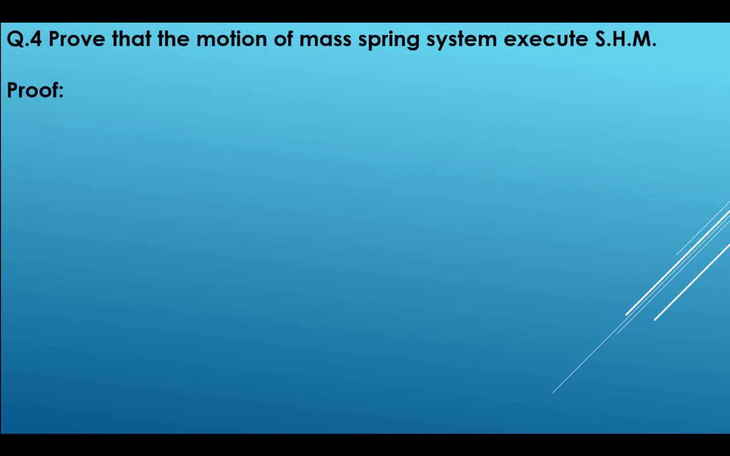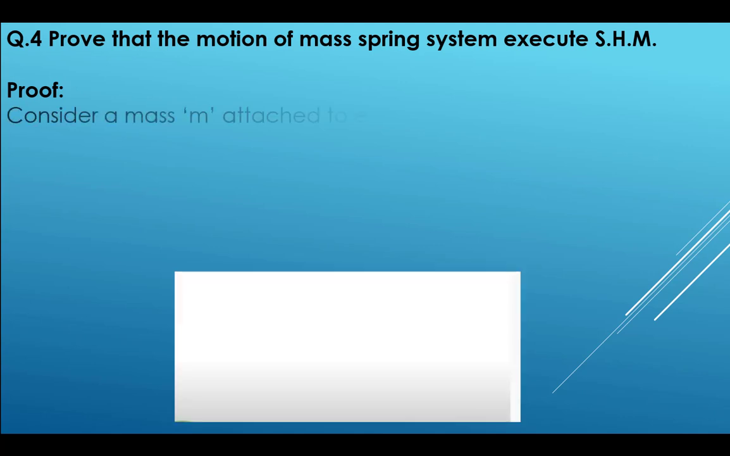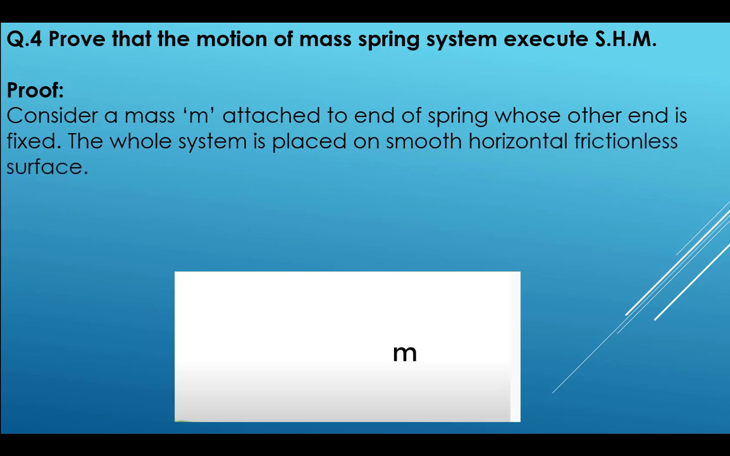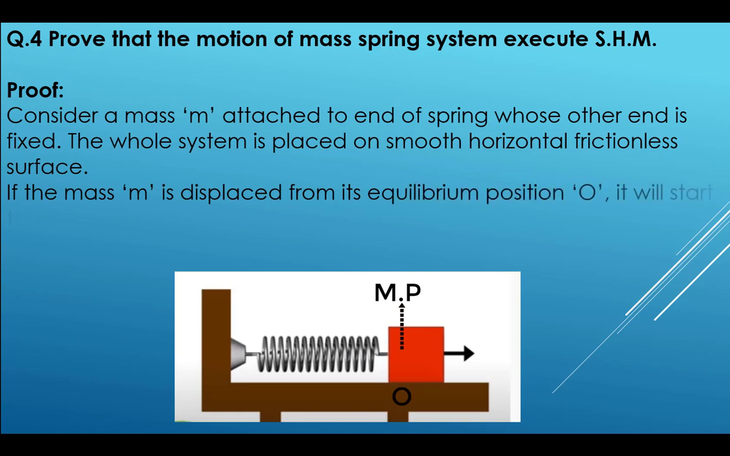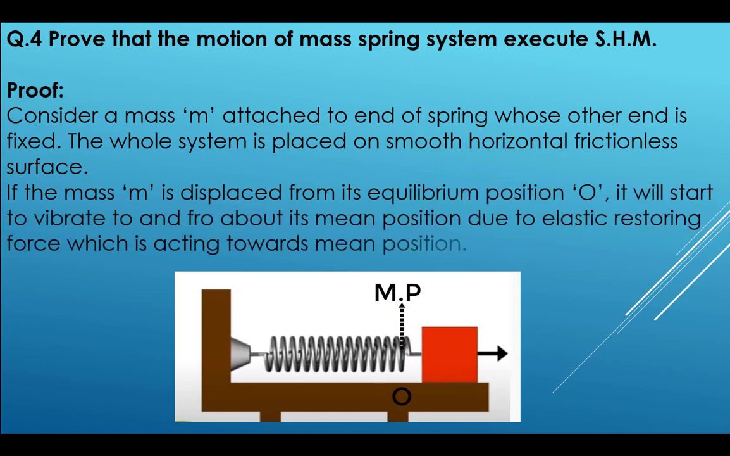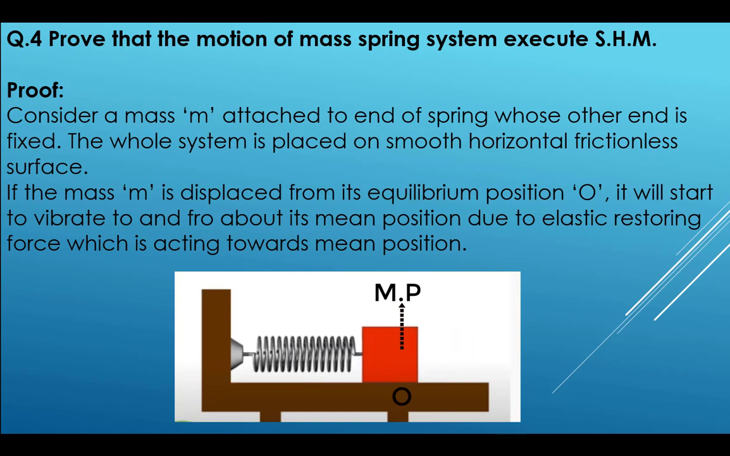Now to prove that the mass spring system is executing simple harmonic motion, let us suppose the following. Consider a mass m attached to the end of a spring whose other end is fixed. The whole system is placed on a smooth horizontal frictionless surface. If the mass m is displaced from its equilibrium position O, it will start to vibrate to and fro about its mean position due to elastic restoring force, which is acting towards the mean position.